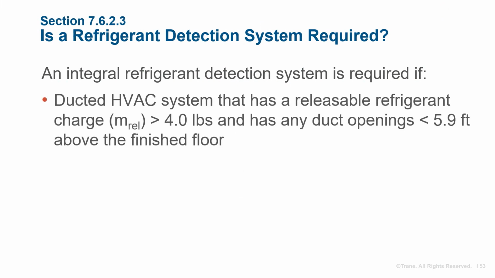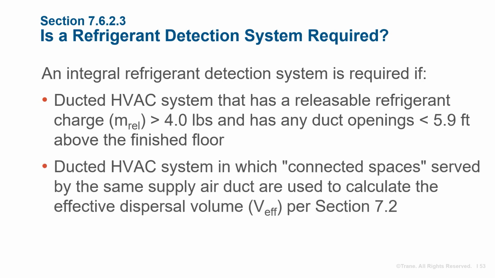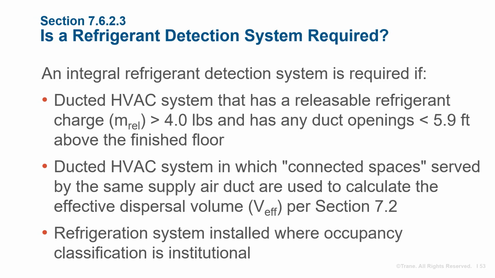The next part of Section 7.6 requires a refrigerant detection system in the following cases. Any ducted system that has a releasable refrigerant charge greater than 4 pounds, and has a duct opening lower than 5.9 feet above the floor requires a refrigerant detector. Also, any ducted system in which connected spaces are served by the same supply air duct and are used to calculate the effective dispersal volume also requires a detector. And last, any system installed in an institutional occupancy requires a detector.